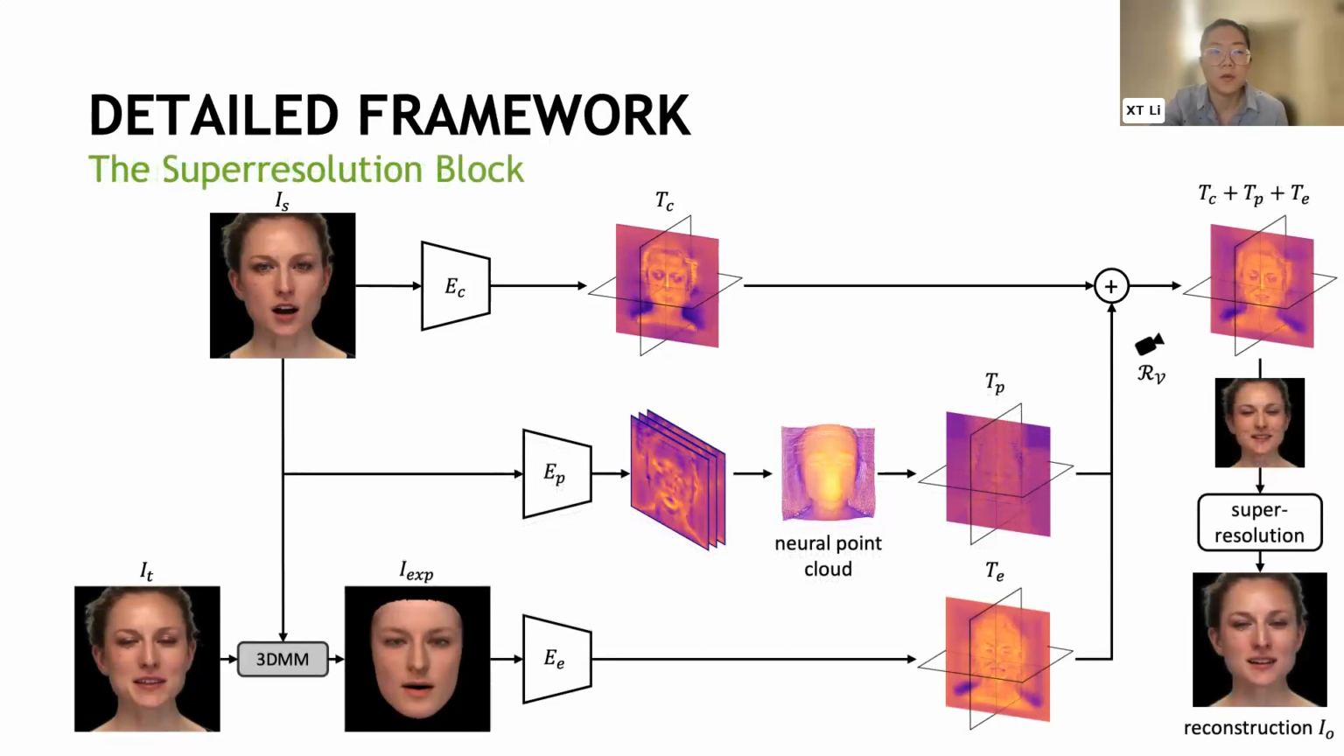So this is the overall view of our framework that disentangles different components. During inference, if we want to carry out expression transfer, we can simply feed the driving images through the expression branch to produce the expression triplane, and then combine it with the identity triplane to animate the person in the source image.